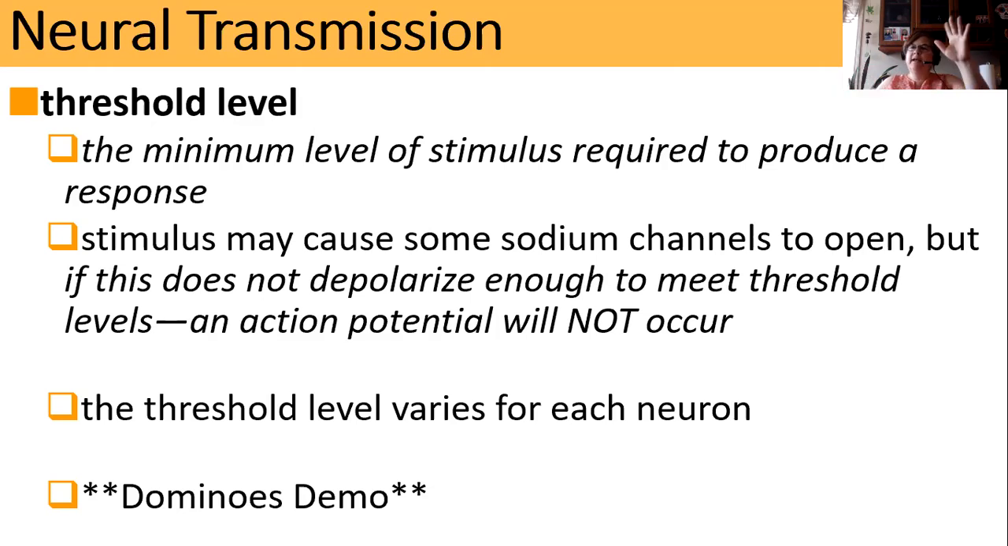So basically, we might have some stimulation right at the end of one dendrite, but it's just not enough to cause the wave. So it just fizzles out. There is no wave. It hasn't met that minimum intensity level in order to cause a wave. And this part here says the threshold level varies for every neuron.